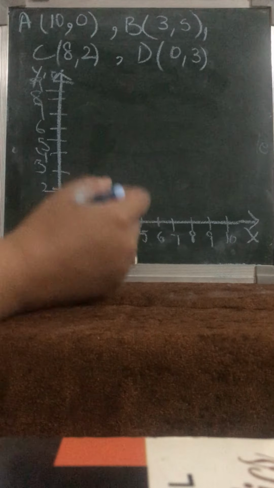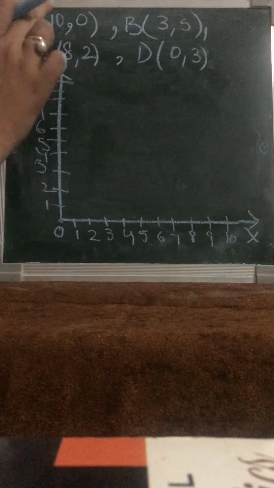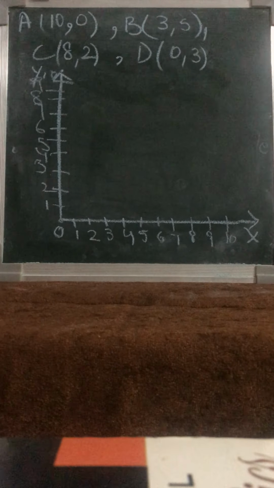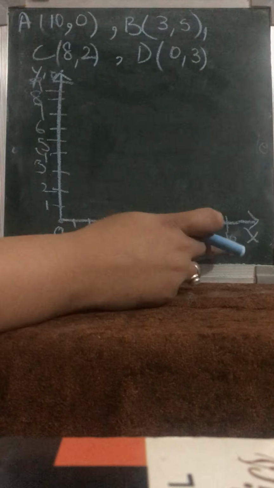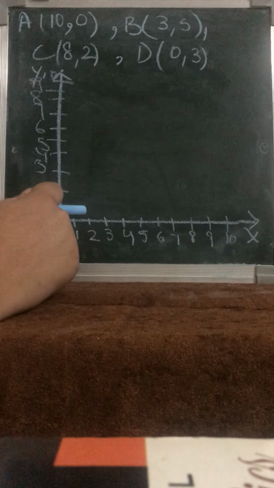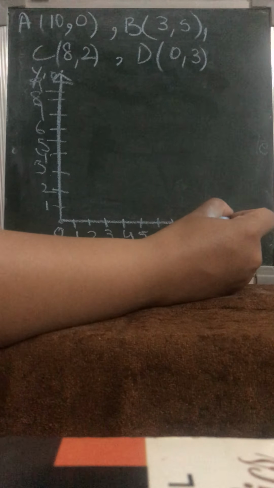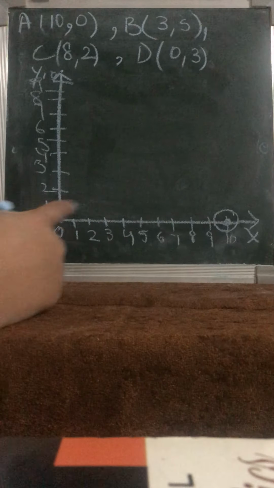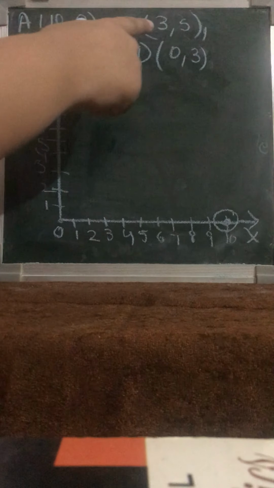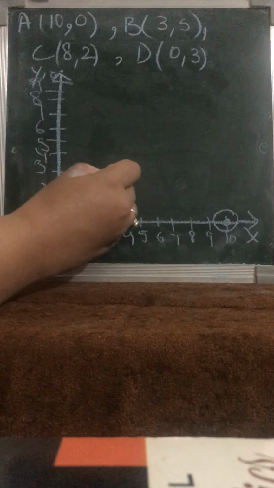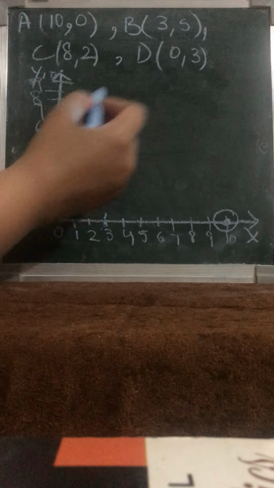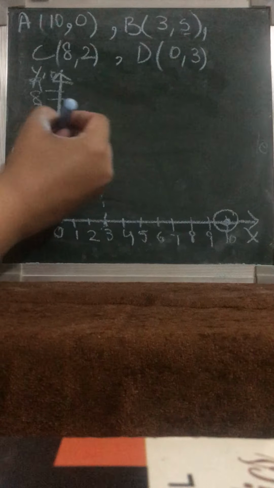Now the first point, children, is 10, 0. So the first number is x, meaning in x I need 10 and in y I need 0. 0 will not move, 0 is right here. So 10, 0. This point has to be plotted very carefully. 10, 0. Another is 3, 5. In x I need 3. I'll go from here, 3, a dotted line, and 5 from the y.